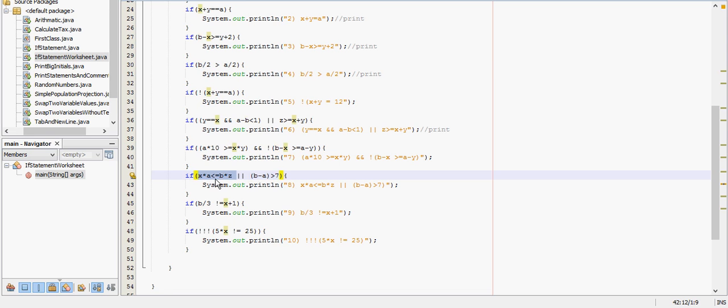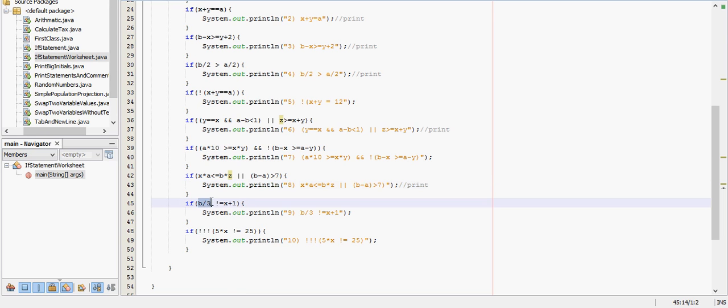X times A is the same thing as 5 times 12, which is 60. So we're comparing 60 to B times Z. B times Z is 14 times 13, 140 plus. Either way, this side is definitely bigger than this side, because this number is over 140. I can't do the math in my head very fast while I'm doing a video, but we know to print that, and that's all that's important.